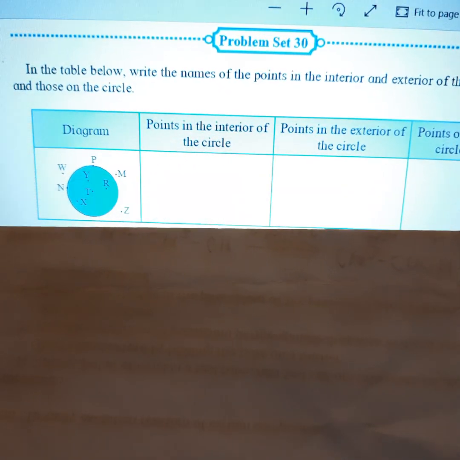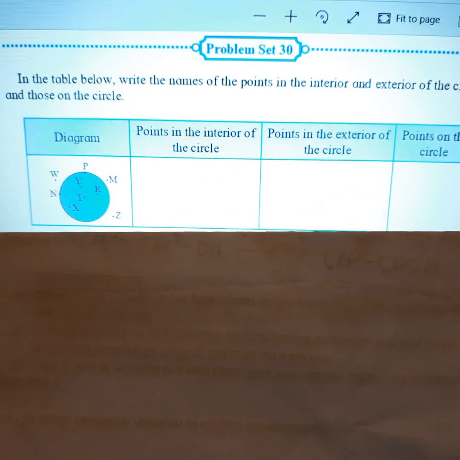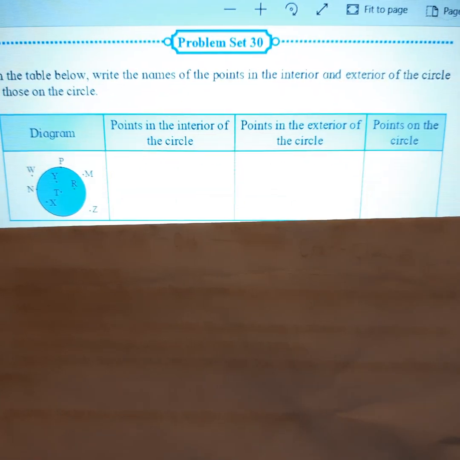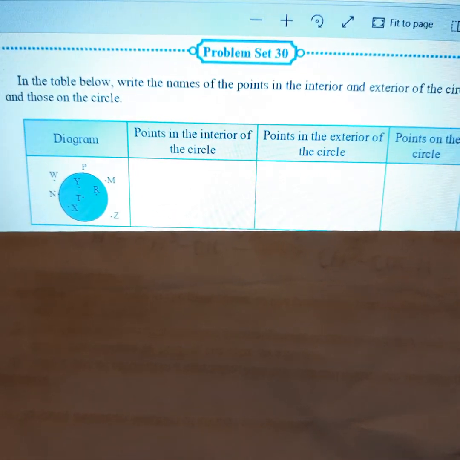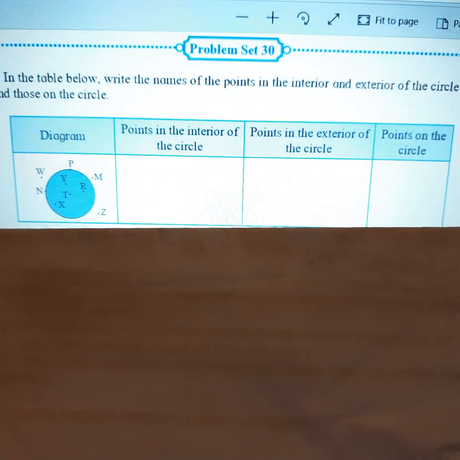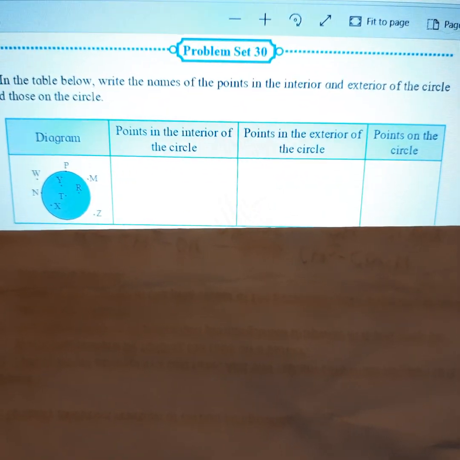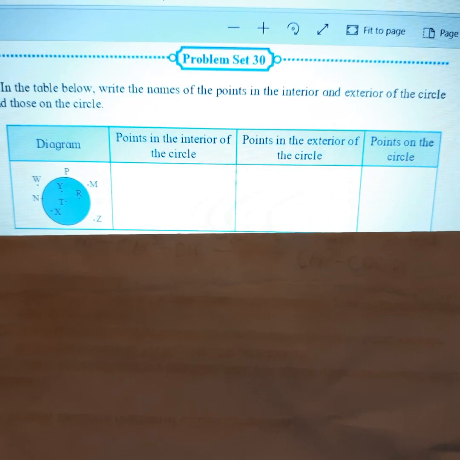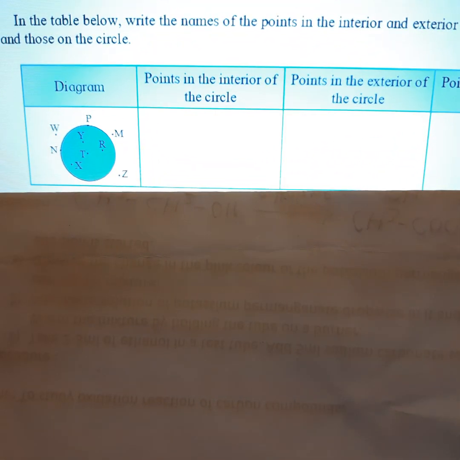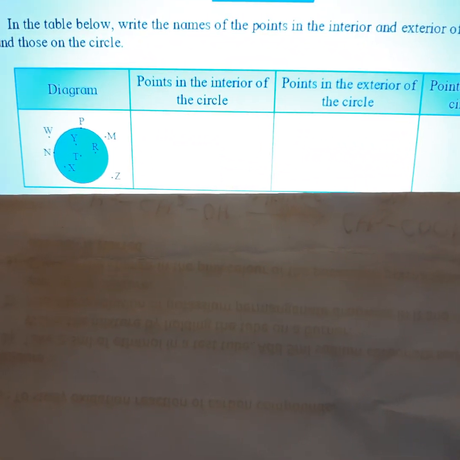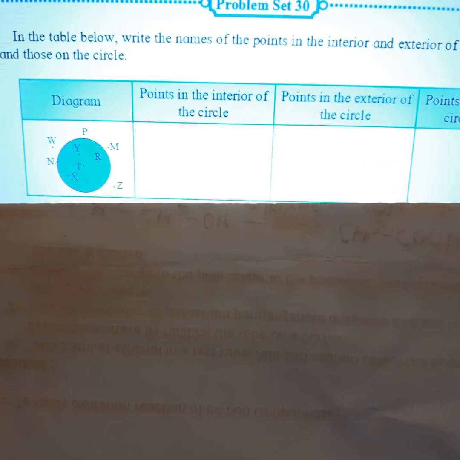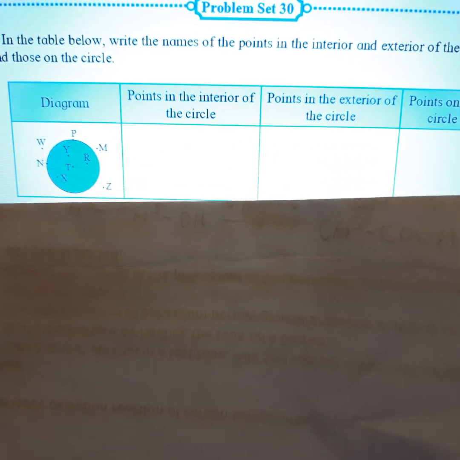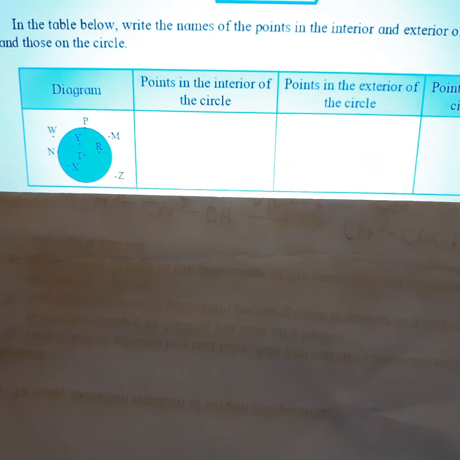So problem set 30: in the table below, write the names of the points in the interior and exterior of the circle and those on the circle. So three things: points in the interior, points in the exterior and points on the circle we need to write down. So look at the figure also, children. There are some points which are inside the circle, outside the circle and on the circle.